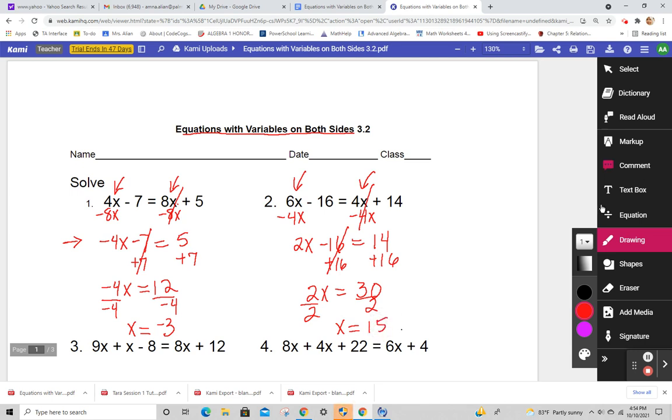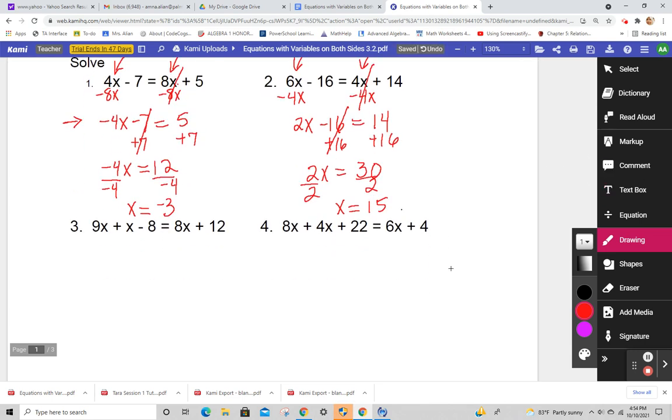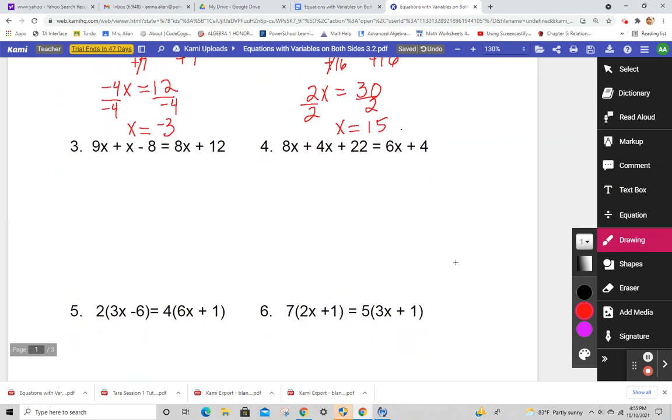Okay, let's keep going. Number 3, we have a little bit more work to do here. Because if you look on the left side, I have 9x plus x minus 8. So I have like terms here that should be combined first. Okay, and that's what we're going to do. 9x plus 1x, that's 10x. I'll copy the rest of the equation. Minus 8 equals 8x plus 12.